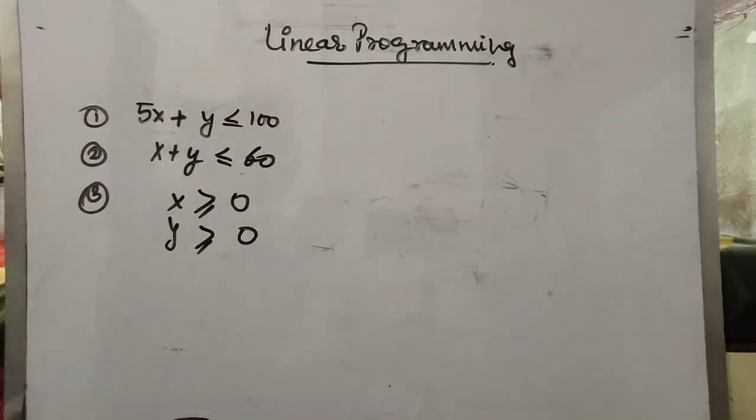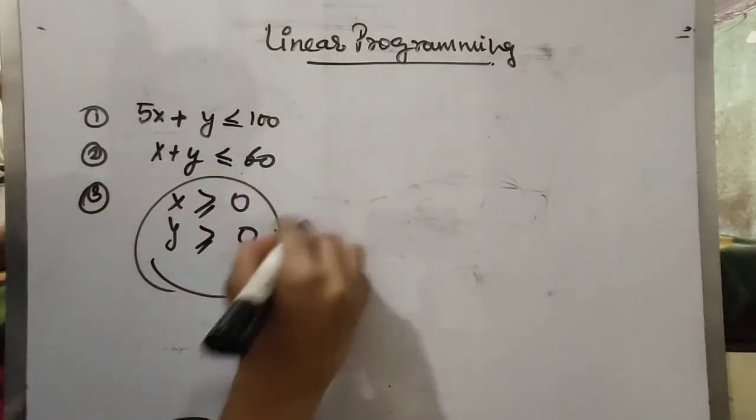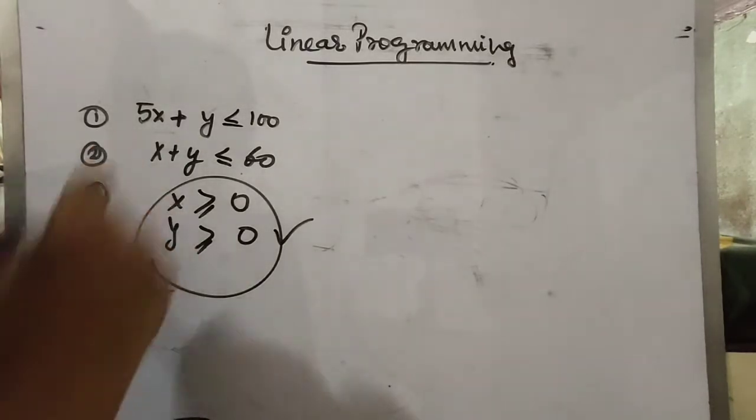Now, whenever you need to solve this, keep in mind that even if you are not given these equations, by default you will have to take them, because we'll only plot the answer in the first quadrant, as we need only positive answers. Okay, so now drawing up the diagram.